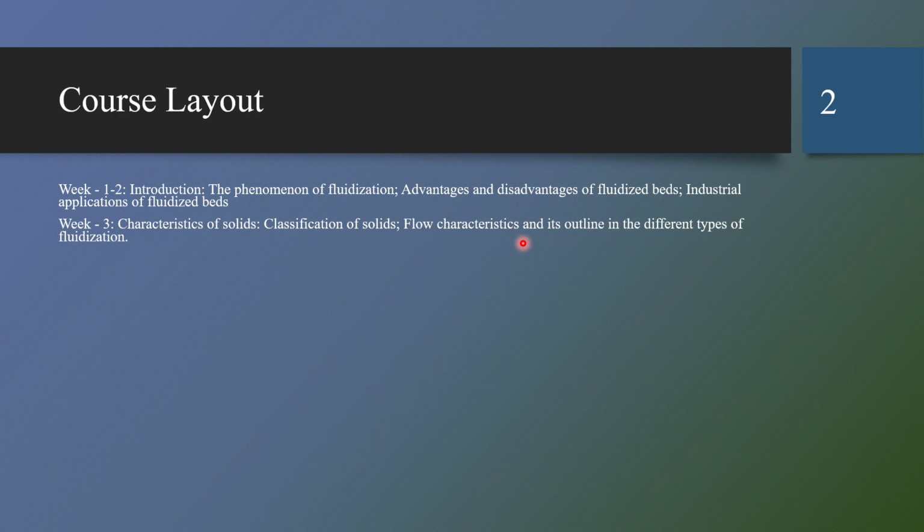And next come the Geldart B particles. It is the preferable one, but the one disadvantage is that it leads to bubble formation. And the last category is Geldart D particles. These are the largest particles and it is very difficult to fluidize them, but they are ideal when we are dealing with a spouted fluidized bed. So all these characteristics and classification of solids were dealt with in week 3.